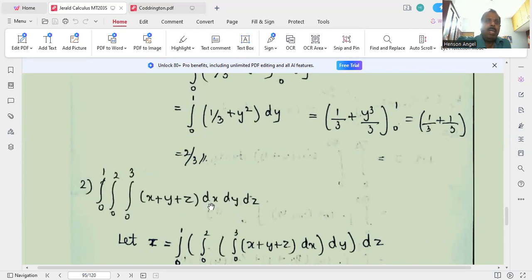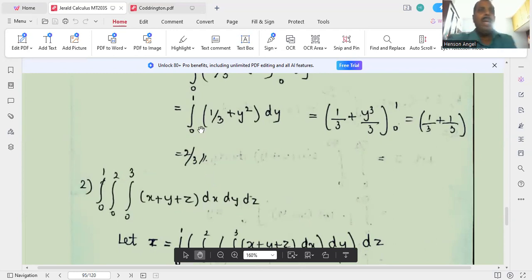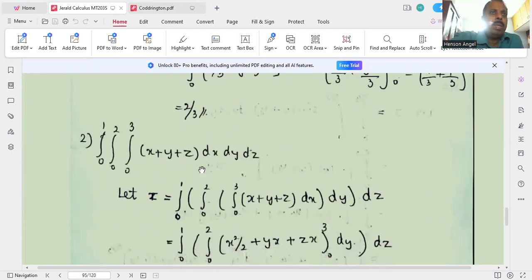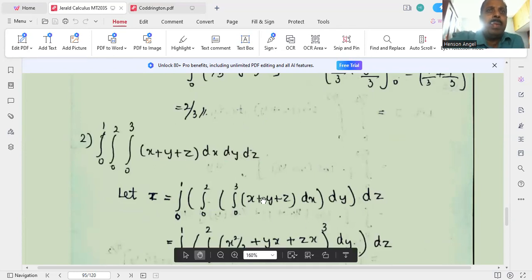Next problem: triple integral 0 to 1, 0 to 2, 0 to 3 of (x plus y plus z) dx dy dz. So first we take the given integral as I. We can split this triple integral like this. First we have to integrate with respect to x.